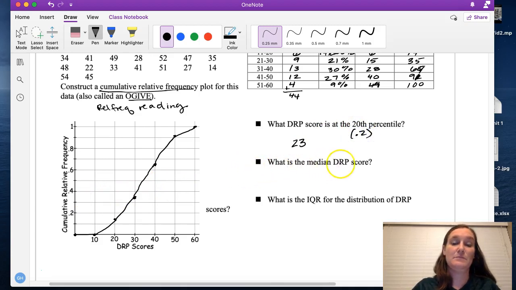All right, so what's the median? The median is 50%, so this is going to be 0.5. So we're going to find 50%, go down, so it's probably like 34.